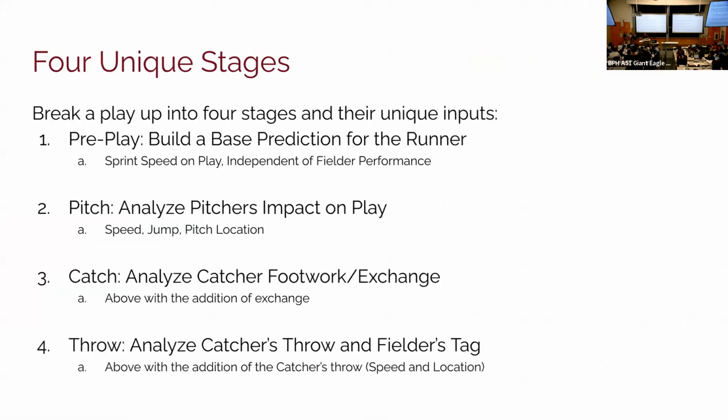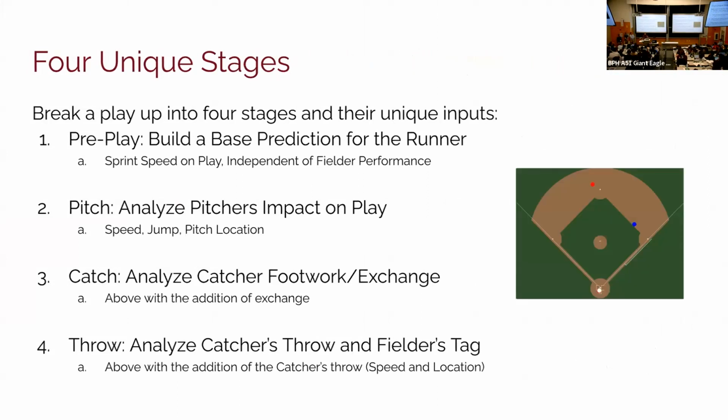Like I hinted at, we have these 4 unique stages of defending a stolen base. First we have the pre-play, which is independent of anything that happens between these defensive teammates. This we attribute almost entirely to the runner, based on the runner's speed. We're going to build a model in a bit, but we want to make sure that we are accurately giving credit to defensive teammates for stopping a faster runner and not giving them as much credit for stopping, say, a slower runner.